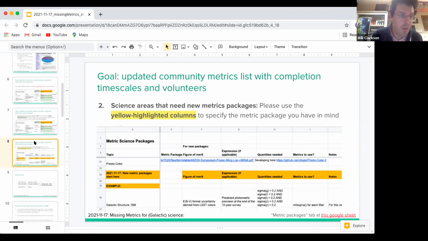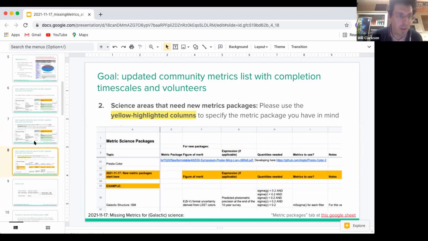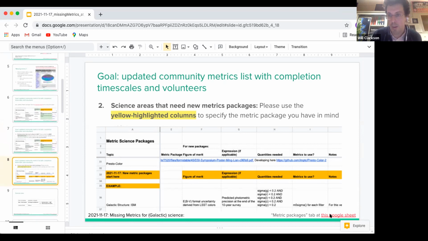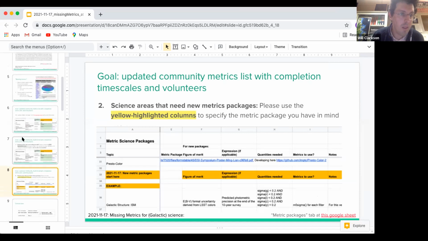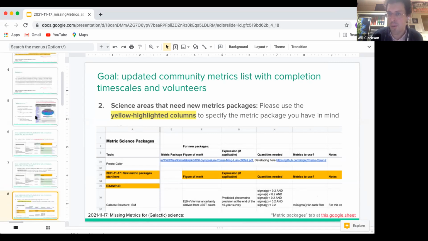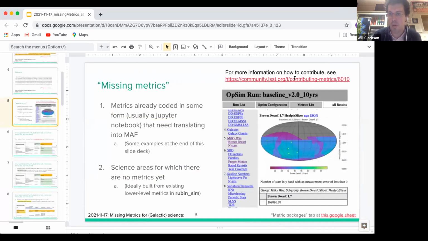The link I recommend people look at is the link to the metrics tab at this Google sheet. I remind everyone that there's also a live notes document in the chat you can see, and then I think I blew past it, but there's also a community post by Lynn and the Sims team about more information on how to do this. So I hope that discussion was useful.